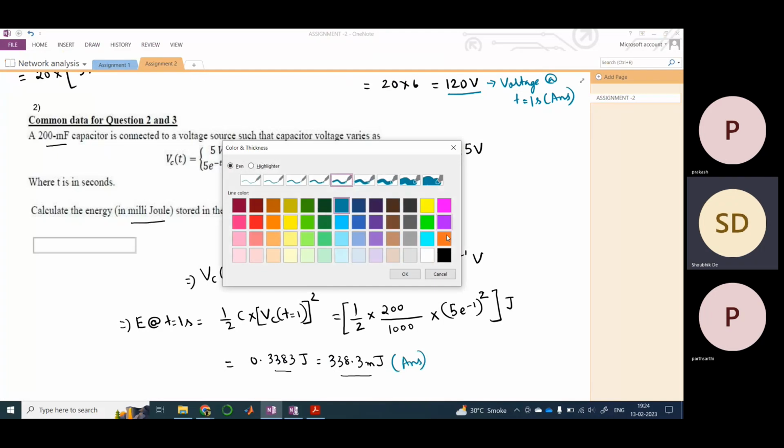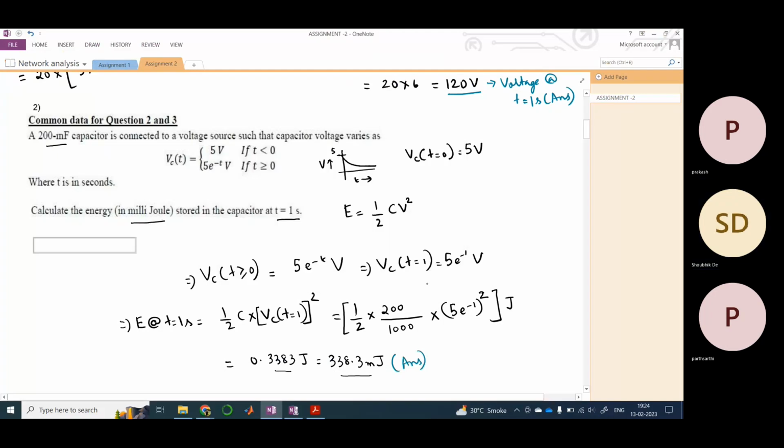Let me just explain the problem once again. A 200 farad capacitor is connected to a voltage source such that the capacitor voltage varies as this. At t less than or equal to 0, it is 5 volt, and at t greater than or equal to 0, it is 5 into e to the power minus t. Therefore, this voltage versus time relation would be something like this, right? It would be exponentially decreasing, and the energy stored in the capacitor is half cv square.